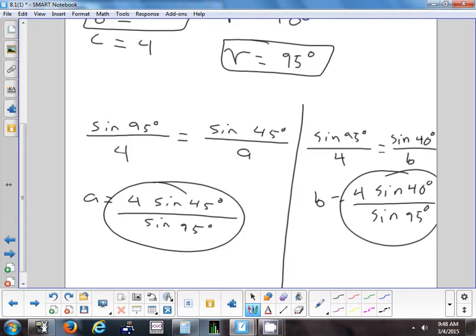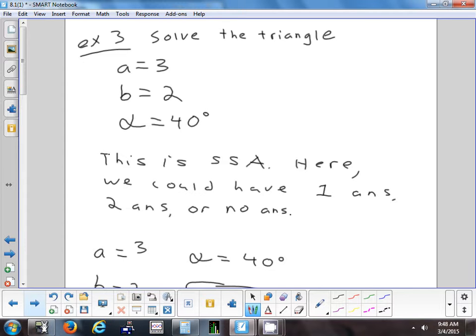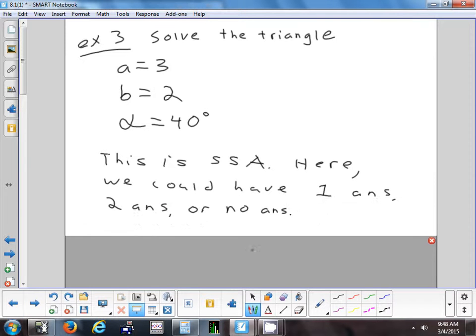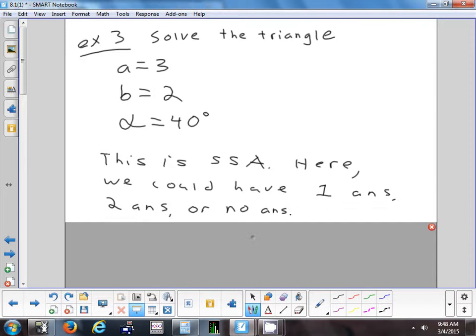Any questions on that type? Okay. Then the third type. The third type is side-side angle. Okay, this type is a little tricky.